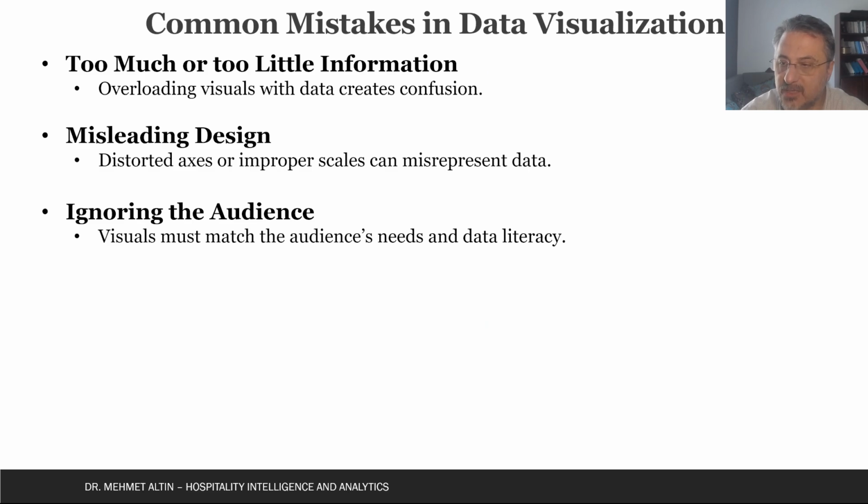Misleading design. I'll give you an example, right? Misleading visuals can happen when axes are distorted or scales are inconsistent. For example, starting a y-axis at a value other than 0 can exaggerate changes and mislead viewers. Always ensure that your visuals present the data accurately and ethically.